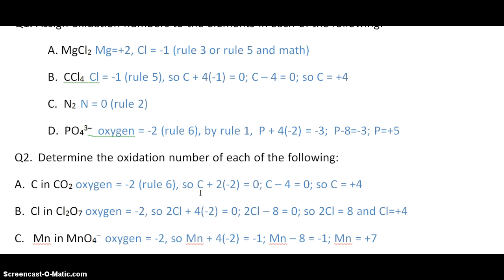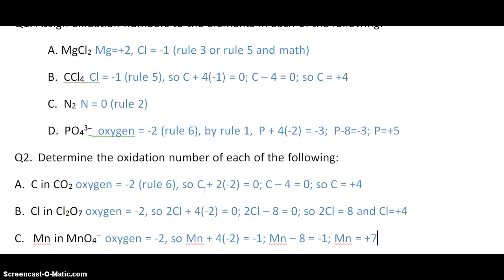How about for chlorine in dichlorine heptaoxide? Well, once again, oxygen is -2. So we set up the math again, only this time there's 2 chlorines, but we can still do the math. 2 times the oxidation number of chlorine plus 4 times -2 is equal to 0. So 2 times the oxidation number of chlorine minus 8 equals 0. Add 8 to both sides. 2 times the oxidation number of chlorine is equal to 8. And if we divide both sides by 2, we find out that each chlorine has an oxidation number of +4.